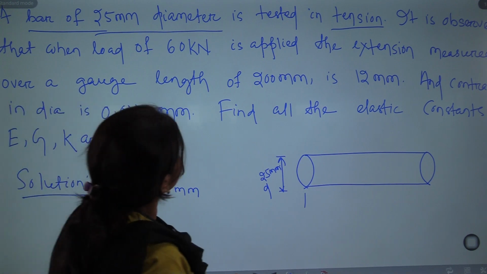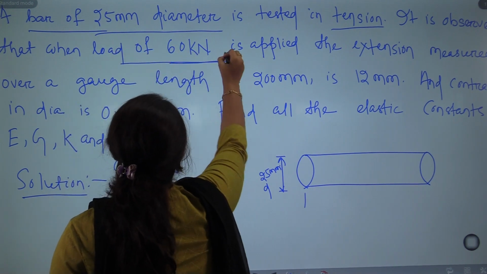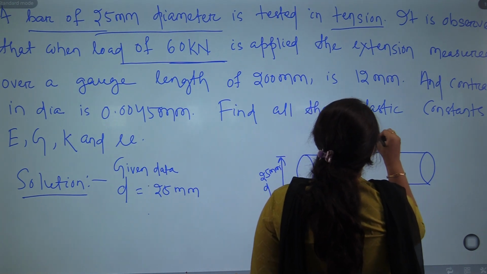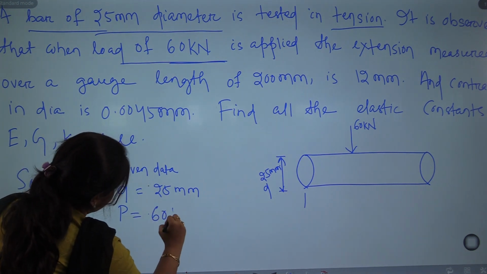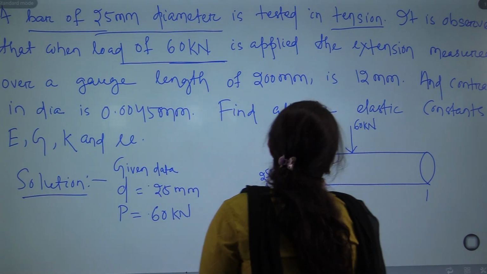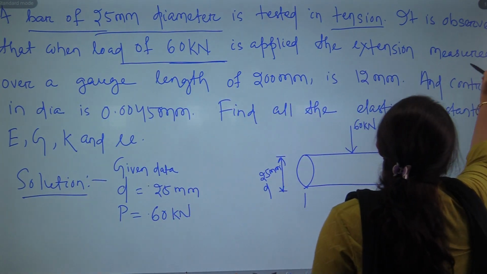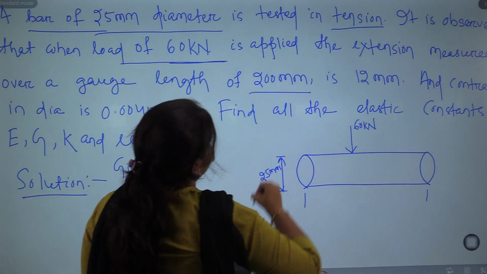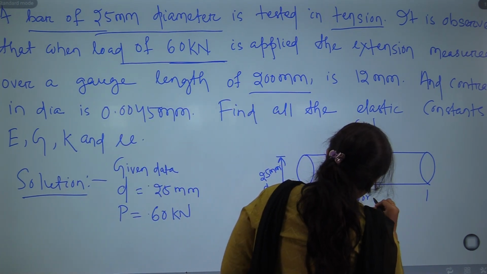Next, it is observed that when the load is 60 kilonewton, so the applied load P equals 60 kilonewton. Next, the extension is measured over a gauge length of 200 mm. So, the gauge length described here is 200 mm.